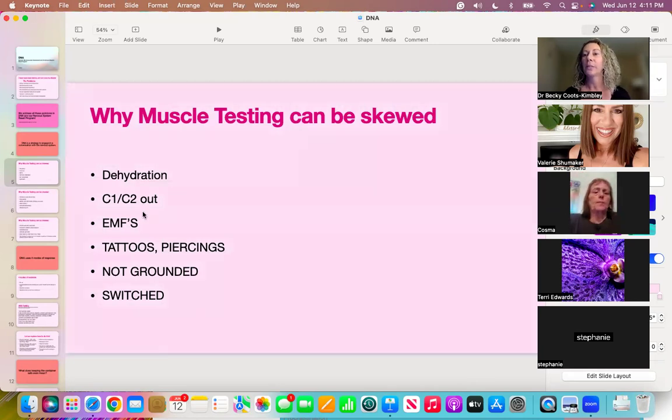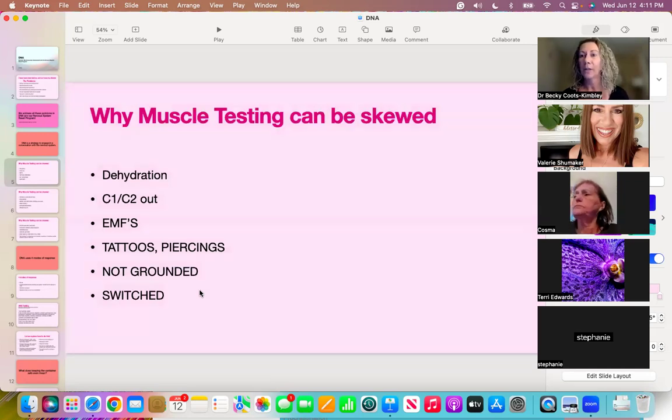Maybe you're surrounded by EMFs. Maybe you live near a 5G tower. That could be another reason why your test could be skewed. Maybe your client has tattoos and piercings. Those will interrupt the energy flow, which can make your muscle test inaccurate.